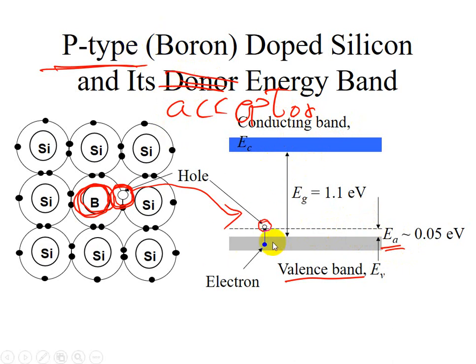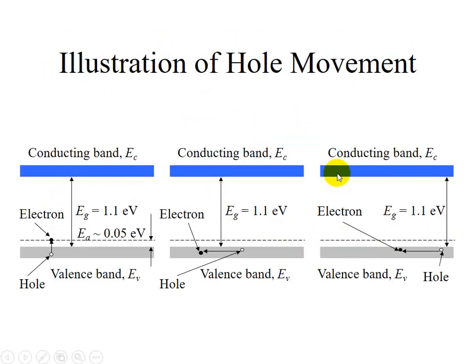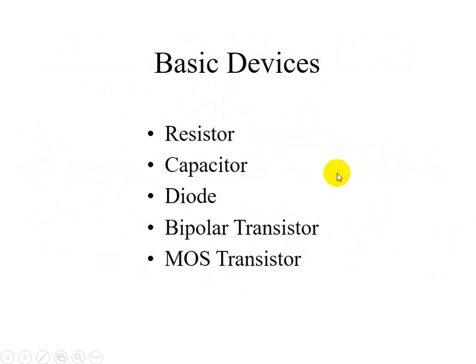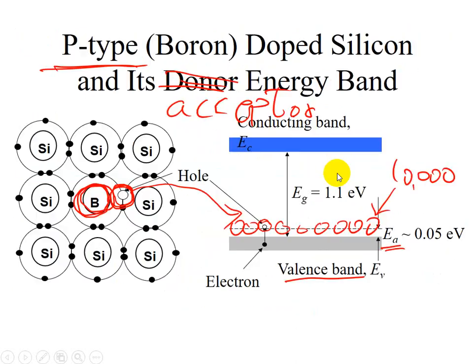Okay, similar situation. If you introduce 10,000 boron atoms, you are creating 10,000 holes here. The 10,000 holes in the energy gap are not contributing any conductivity, because as we mentioned, the conductivity comes from the electrons at the conducting band and holes at the valence band, not holes at the energy gap.